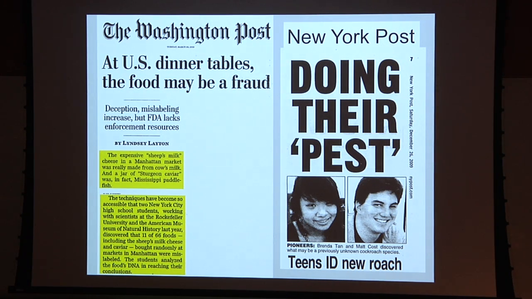And one of the things they did was they found a cockroach that is genetically different than what was in the databases, enough so that it might be a new species, and that's in the New York Post. That was their idea of the most important part of their findings, and we'll come back to that.